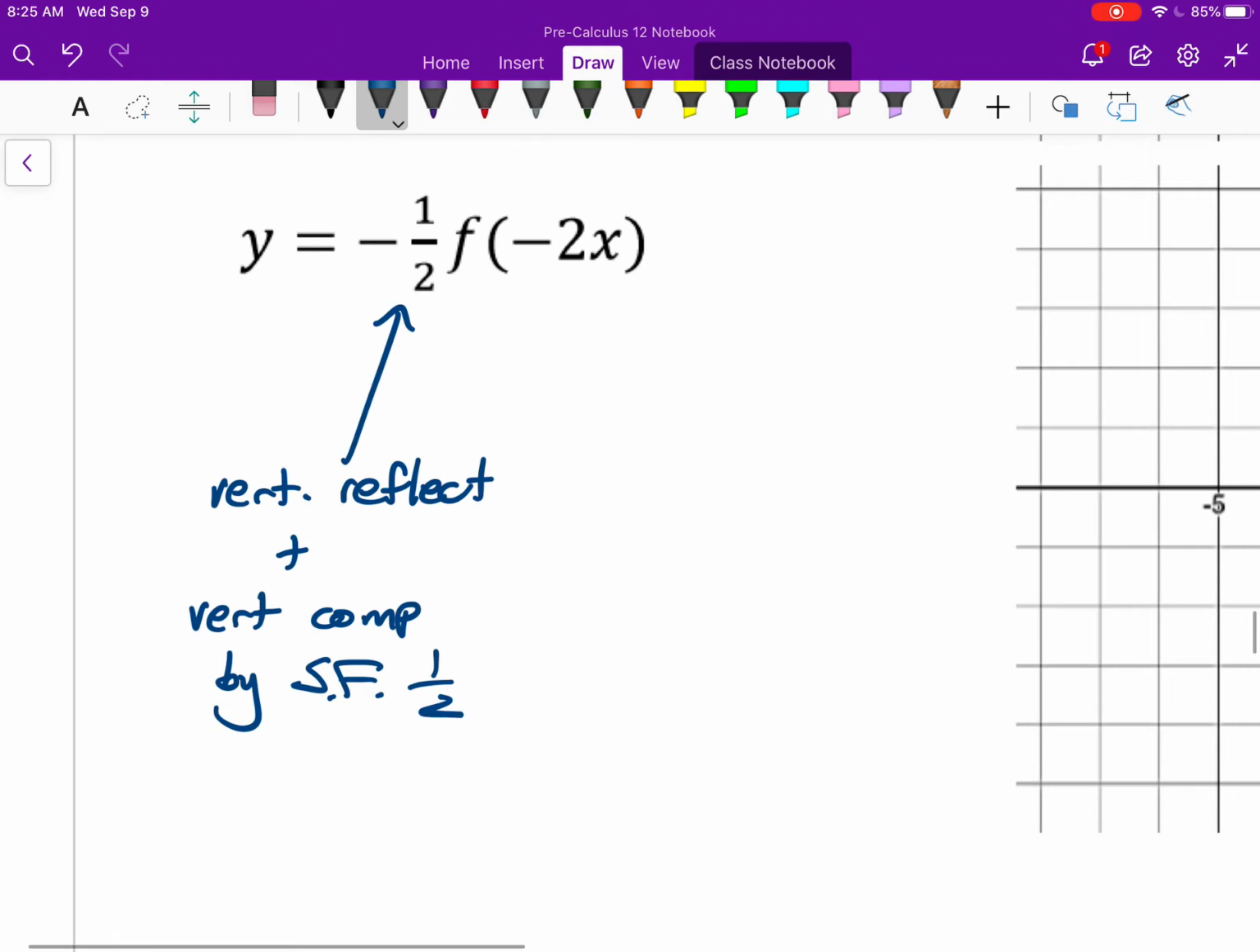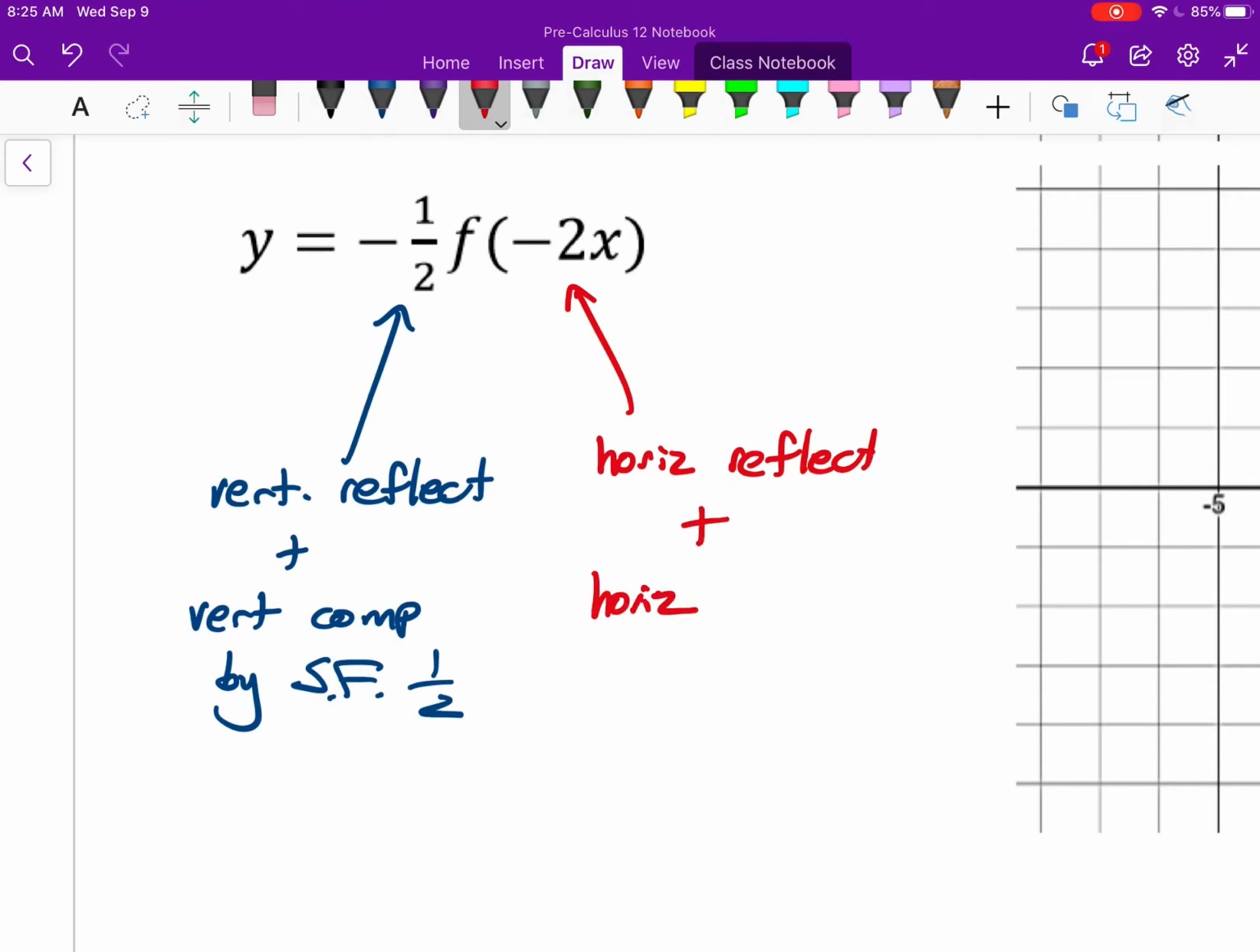The negative 2 we see right here represents 2 things. It represents a horizontal reflection. And the 2 represents a horizontal stretch, but it's going to be a compression because I know the scale factor is not 2, it's 1/2. It's the reciprocal of 2. And so again, there's 4 transformations here. I can do them in any order. I'm just going to do it kind of boring, in the order I wrote them out.